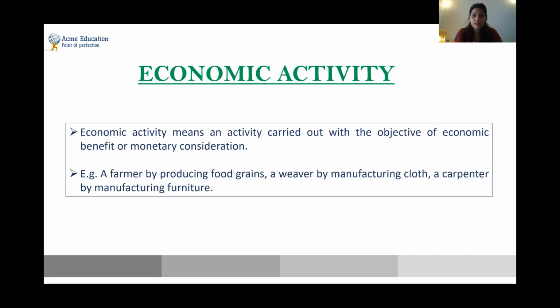Similarly, if a weaver is manufacturing clothes and he's selling those clothes in the industry, in the market, then he's doing an economic activity. A carpenter who's manufacturing furniture and he's selling the furniture in the market, he's earning from that, he's doing an economic activity. Basically, behind the economic activity, the motive is to earn money. So a person who is earning salary, a person who is earning wages, a person who is giving his service and earning money in return is known to be as doing an economic activity.